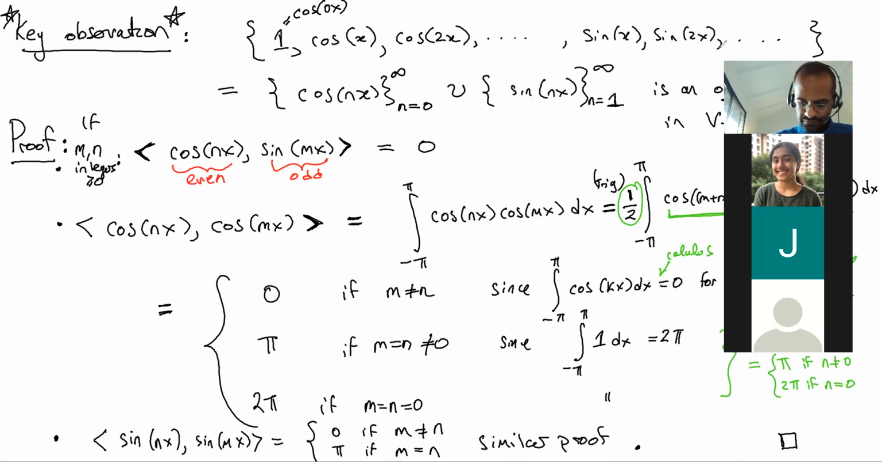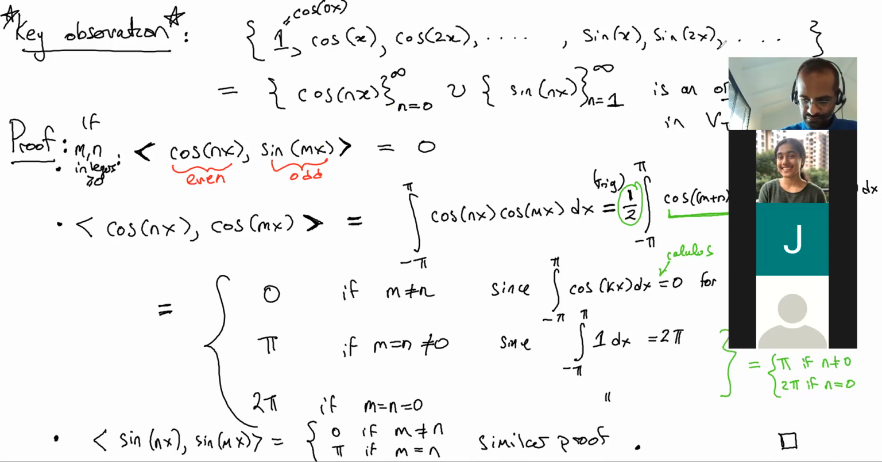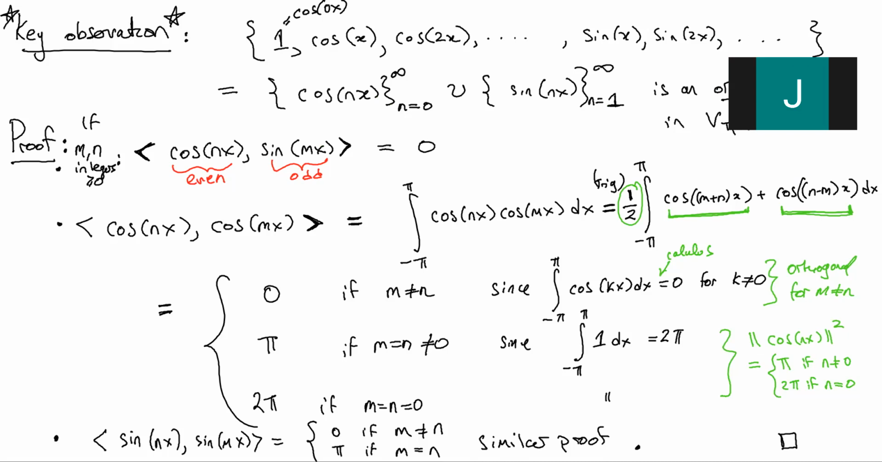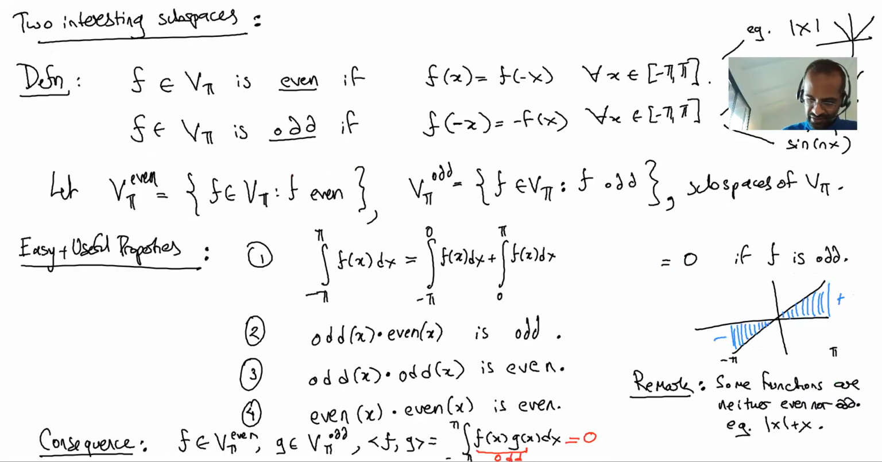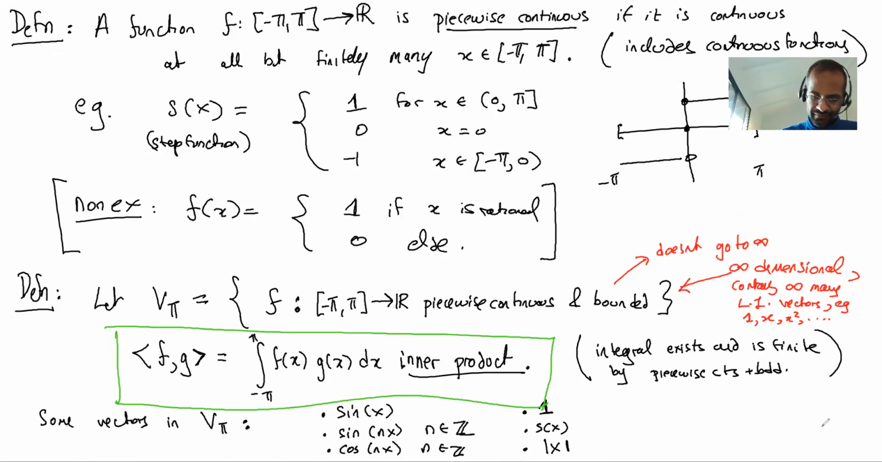If you had a vertical asymptote, could something be piecewise continuous? It could, according to this definition, because it would only be discontinuous at the vertical asymptote. But remember, in our vector space, we said piecewise continuous and bounded. Oh, a vertical asymptote is not allowed. That's why we threw that in there. Otherwise, we could have some diverging integral and we would be stuck. Good question.